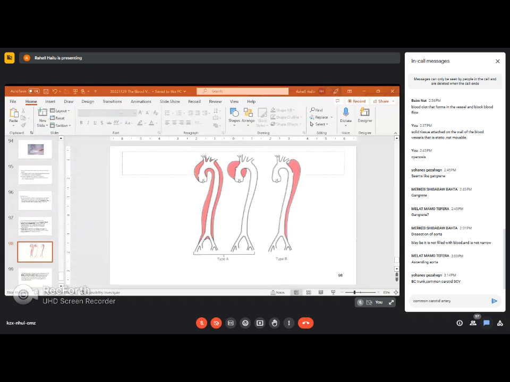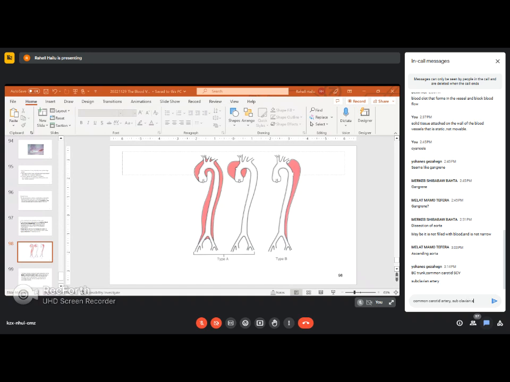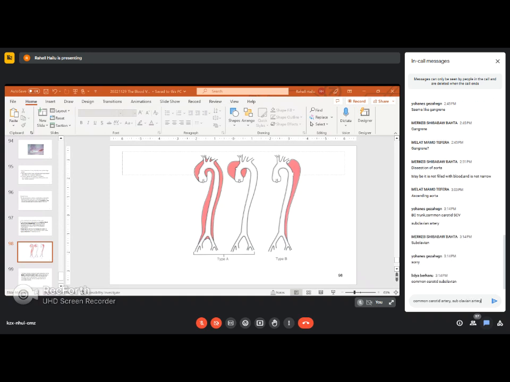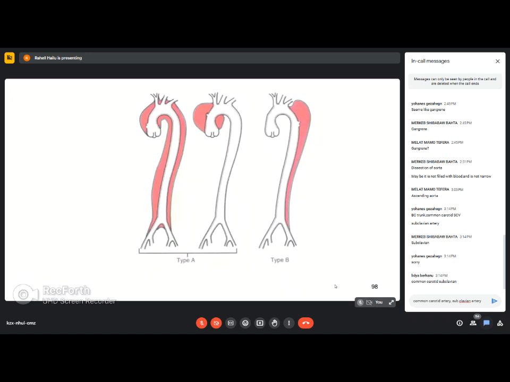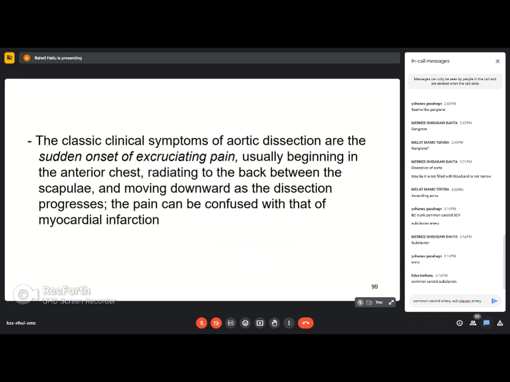Middle branches, common carotid, the brachiocephalic, common carotid. What is SCV? Oh, the vena cava? No, another branch. Yes, there is the common carotid here. The brachiocephalic trunk, the common carotid. What about this? The subclavian. Yes. So, in addition to following the track of the aorta itself, the dissection can also extend into the branches as well.